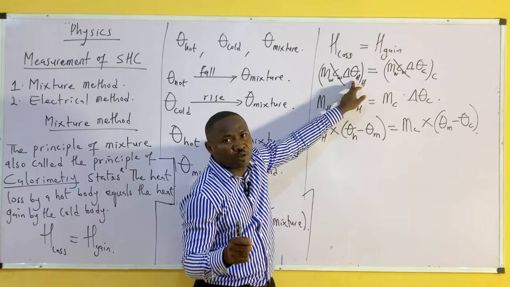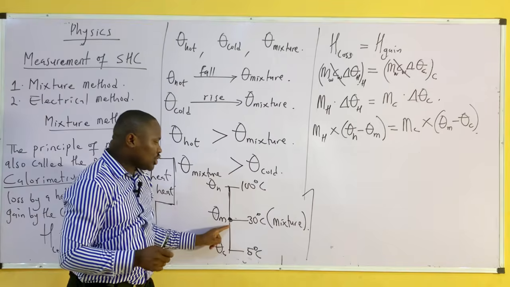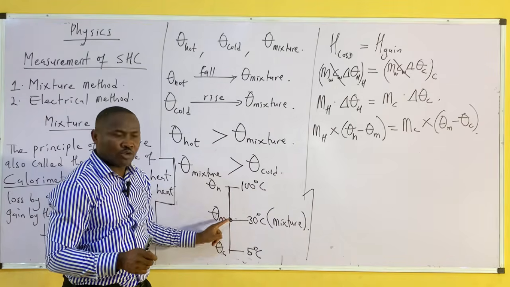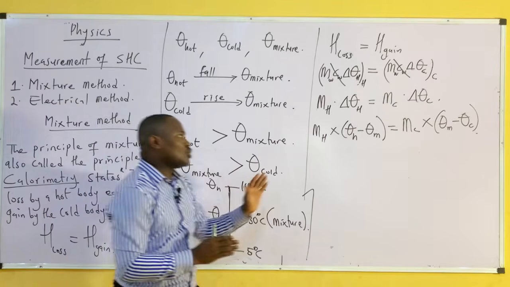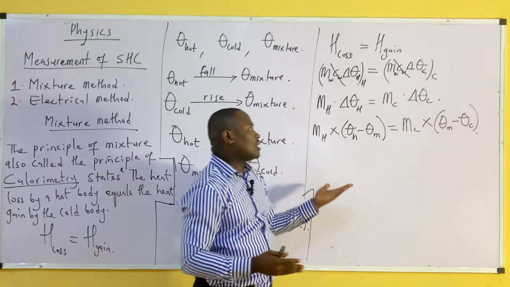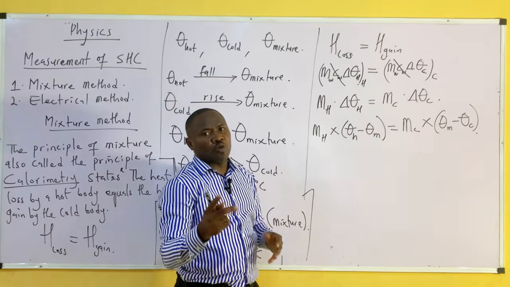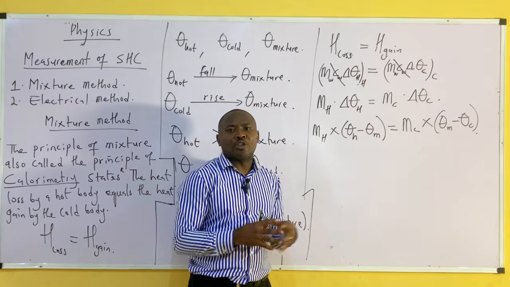And what is the temperature change for hot? Hot is changing to the mixture temperature. Cold is still rising to the mixture temperature. So once you understand this temperature change, you can easily solve questions. So now we'll be doing some examples concerning the law of mixture. Now let's look at an example.